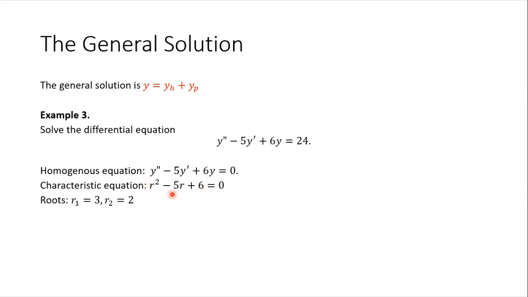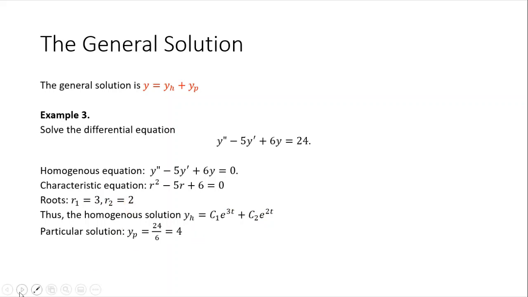And of course you can factorize this, r minus 3 times r minus 2, and you will have two different roots, which are 3 and 2. So the homogeneous solution will be c1 e to the power of 3t plus c2 e to the power of 2t. What about the particular solution? The particular solution will be equal to the steady state value, which is b over a2, 24 over 6, and we get that it is equal to 4.